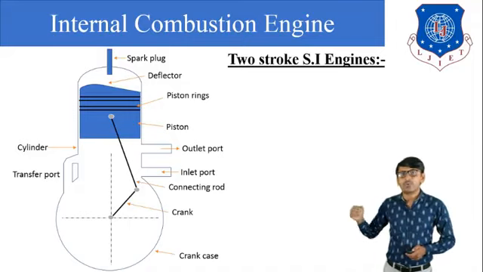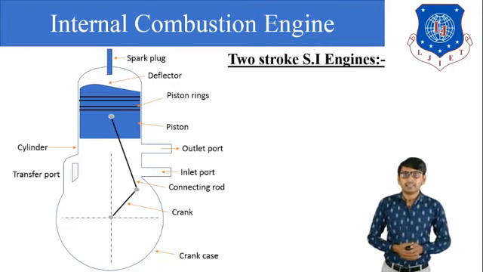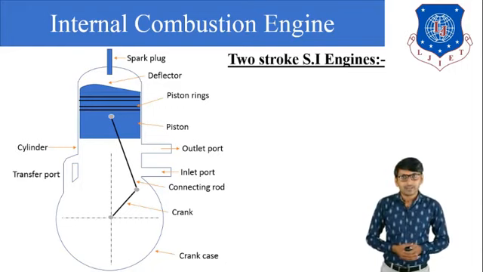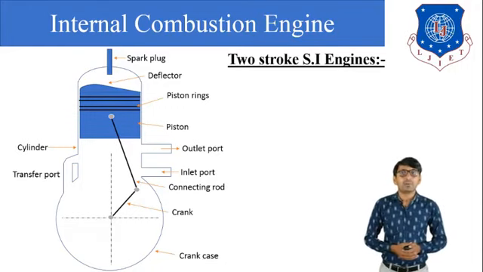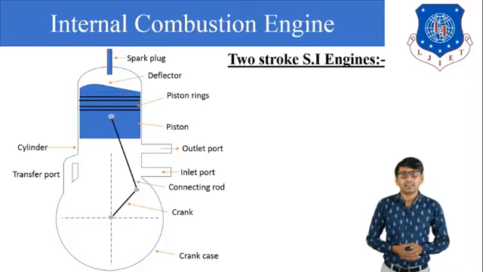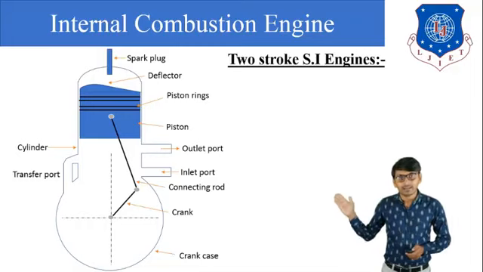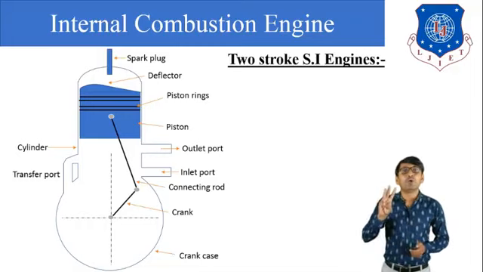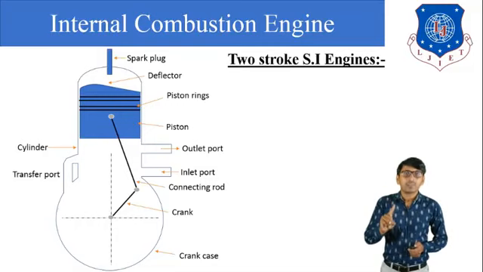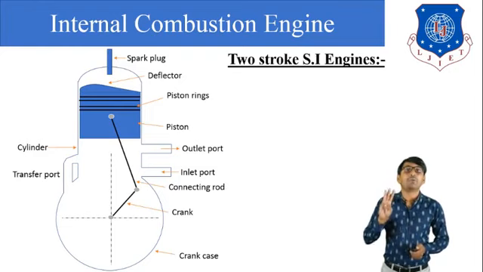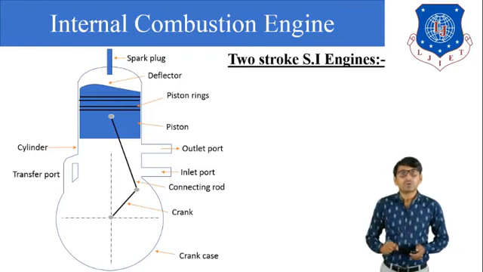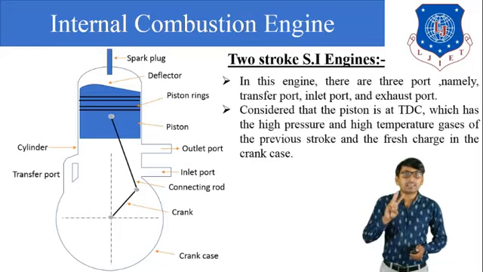Now this is the diagram of a two-stroke petrol engine. In this diagram, there is a piston, cylinder, spark plug, connecting rod, crank, etc. In a four-stroke engine, there are two valves, an inlet valve and an outlet valve. But here there is no valve; there are three ports, inlet port, outlet port and transfer port, which are shown in the diagram. So in a two-stroke engine, there are three ports: inlet port, outlet port and transfer port.